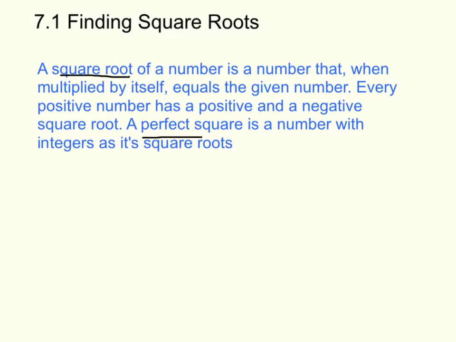The second vocab word is a perfect square. A perfect square is a number with integers as its square root. Now we're going to start talking about square roots. First thing I want to talk about, though, is the perfect square.